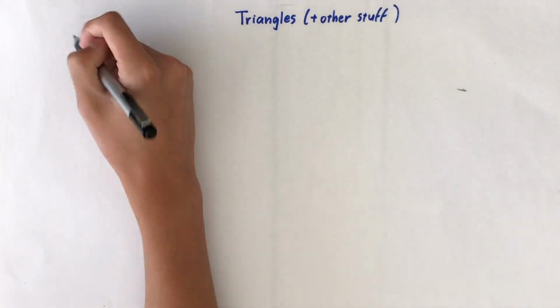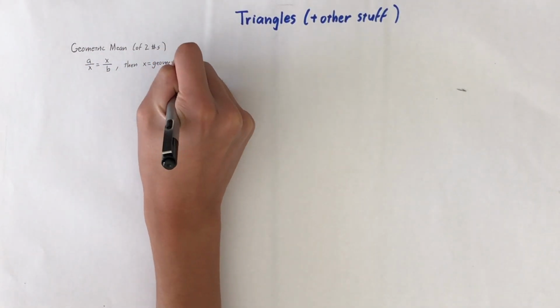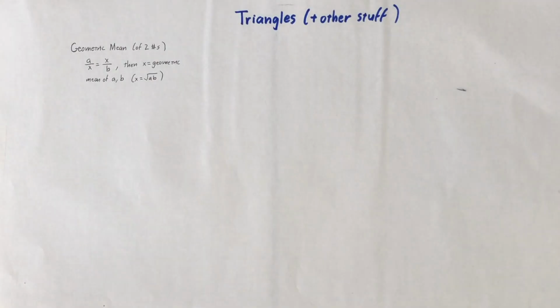Alright, so first we learned about the geometric mean of two numbers, a and b. If a over x equals x over b, then x is the geometric mean of a and b, and you'll notice that x equals the square root of a times b.